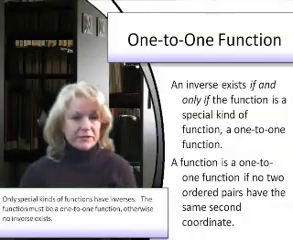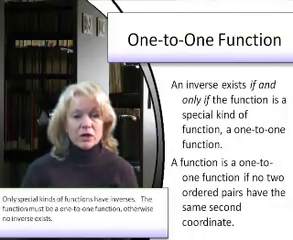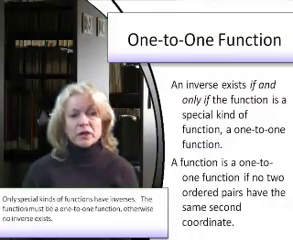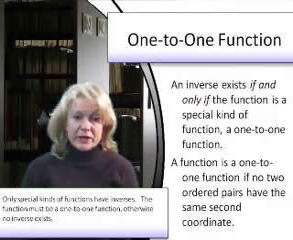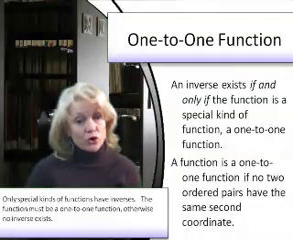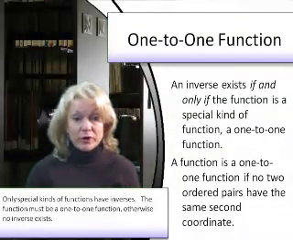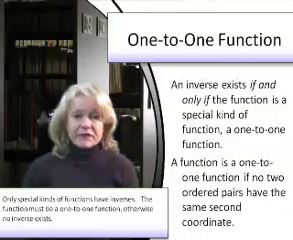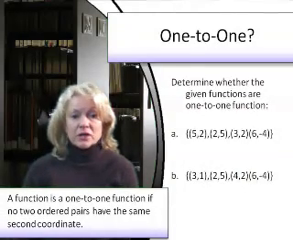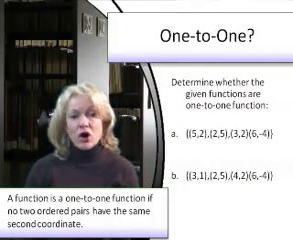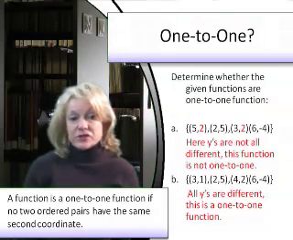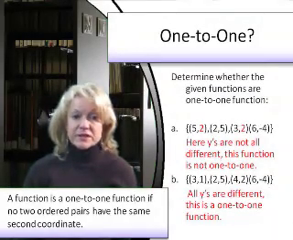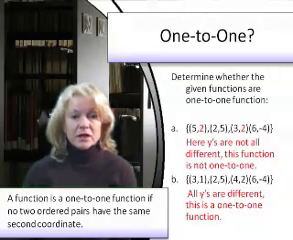In this lesson, we will learn how to find the inverse of a function. Only a special kind of function has an inverse. Only one-to-one functions have inverses. We need our functions to have ordered pairs with different y coordinates. If these functions are to be one-to-one, the y coordinates must all be different. It looks like the first example is not one-to-one, but the second one is.